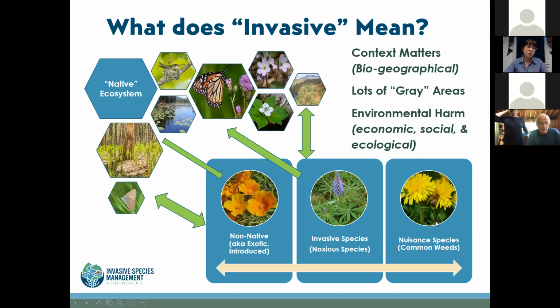Is it a nuisance species like a dandelion that we have had in North America for hundreds and hundreds of years? But it really doesn't have a negative ecological, economic, or social impact. So we might weed it out of our garden, but it's not something that we need to really focus a huge amount of resources, time, and energy on. And then we get to this third category, an invasive species, or in other states, a noxious weed. Context matters, right?